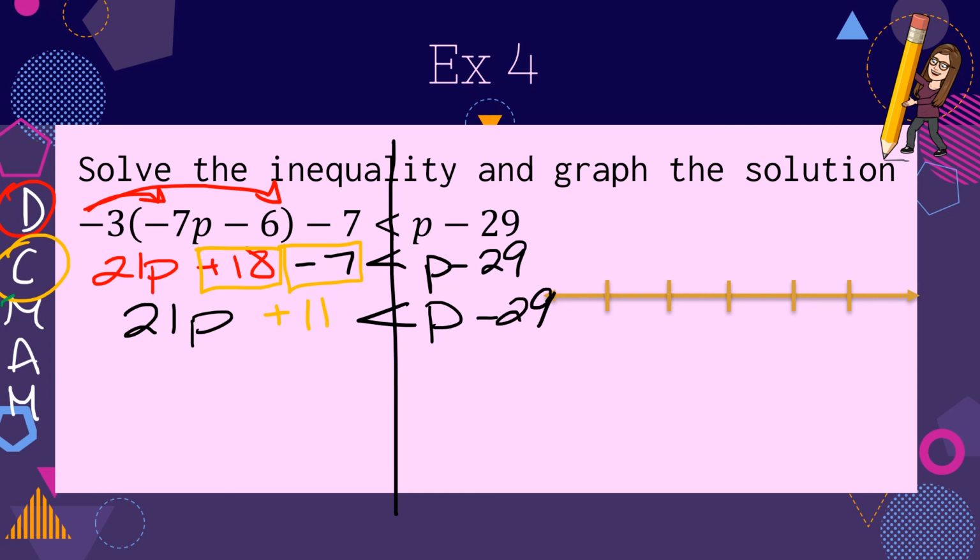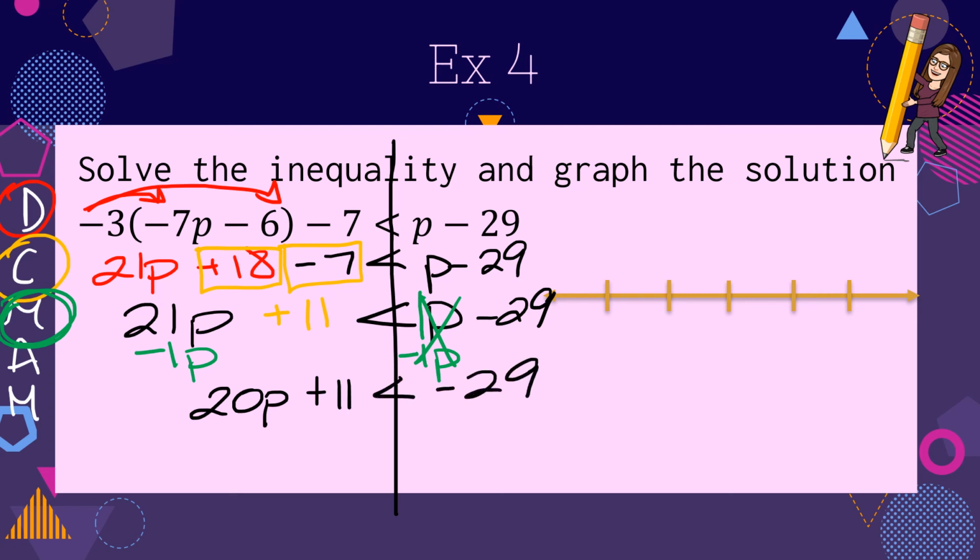Next step is move. We need to move. Our options are we can subtract 21p or we can subtract 1p. What sounds easier? I agree. Let's take care of that 1. So instead of positive 1p, let's do minus 1p. Opposites go away. 21 minus 1 is 20p. The plus 11 falls down. Symbol falls down, and be careful, it's a negative 29 that falls down.